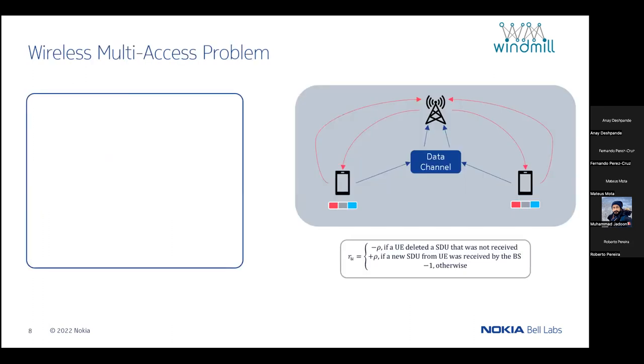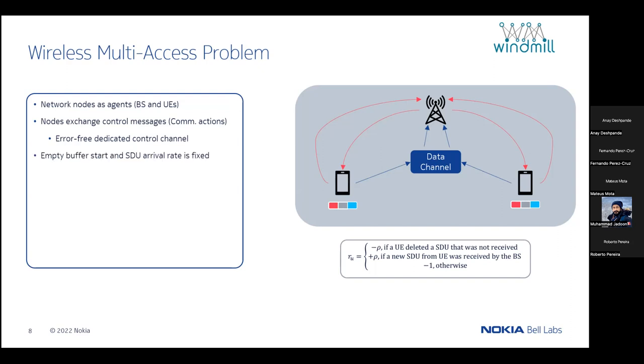And the problem that we tackle is a simple wireless mutual access problem. In this case, the network nodes act as parallel agents, both the base station and the UEs, and they can exchange control messages, which are the communication actions, through an error-free dedicated control channel, which is the red lines in the figure.